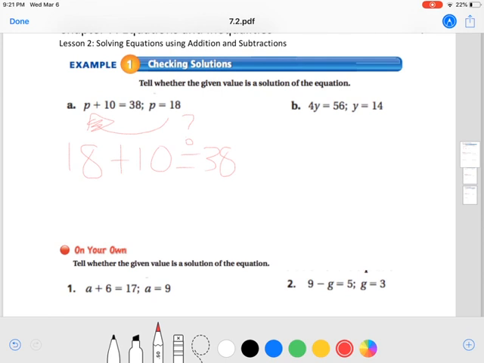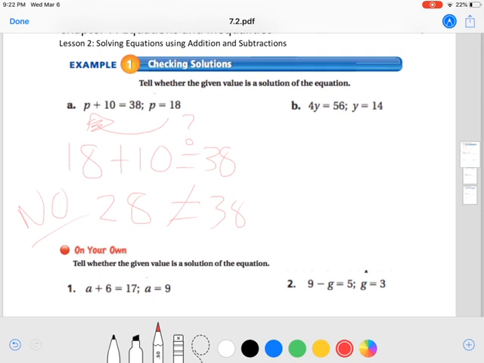So 18 plus 10 equals 28, and that does not equal 38. So our answer here is no, this is not a solution. All right, let's try B.